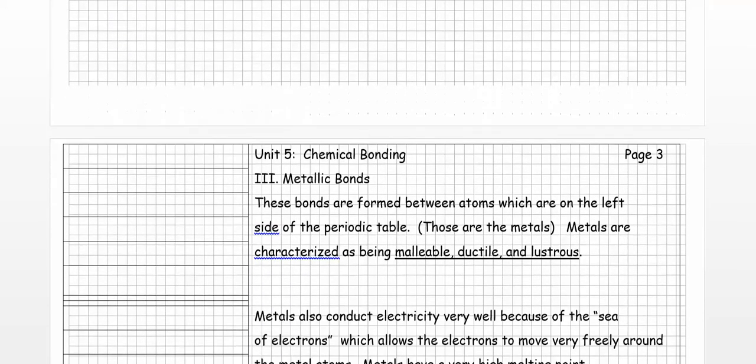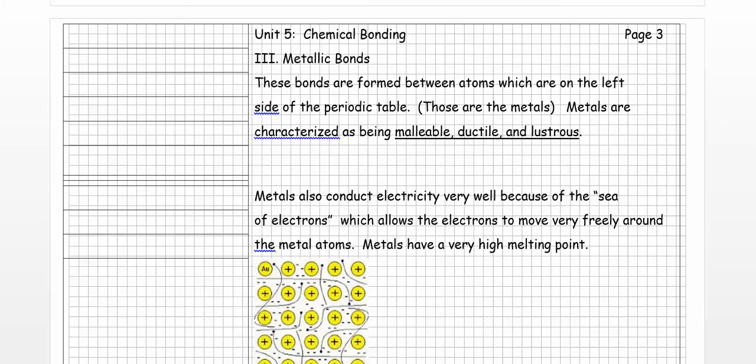Let's move on. Metallic bonds. Now, metallic bonds are bonds formed between atoms which are both on the left side of the periodic table. There can be more than two. Now, these are called the metals, and metals are characterized as being malleable, ductile, and lustrous. If you see, for example, a copper pot in the kitchen, it is one that is shiny, right? That means lustrous. It can be hammered into various shapes, right? It can be hammered into the shape of a pot, and it's malleable.